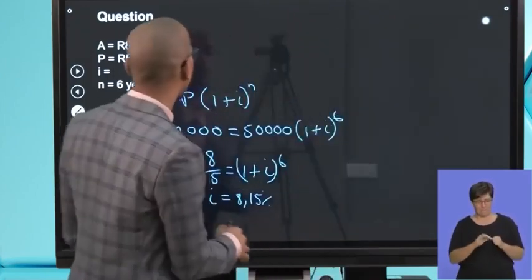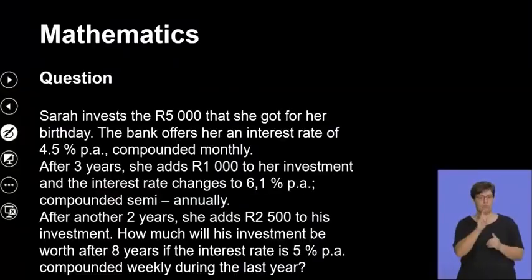Let's look at one more question. Sarah invests the amount of 5,000 that she got for her birthday. The bank decides to say, we're going to offer you an interest rate of 4.5% per annum, compounded monthly. That is very important. Remember that we're going to look at compounded monthly.